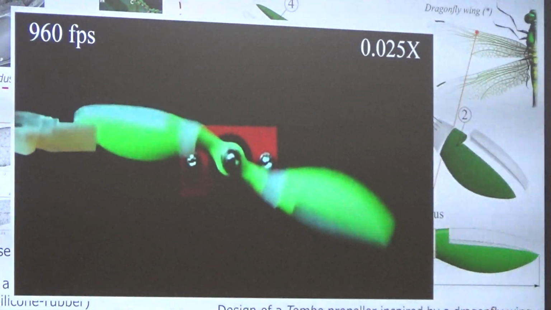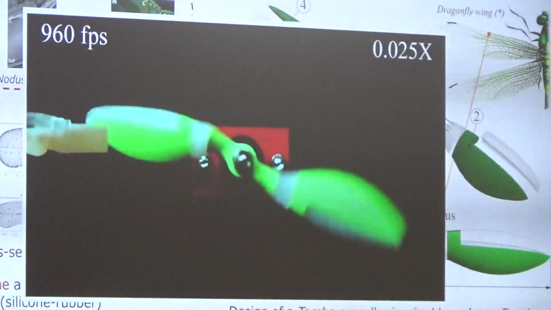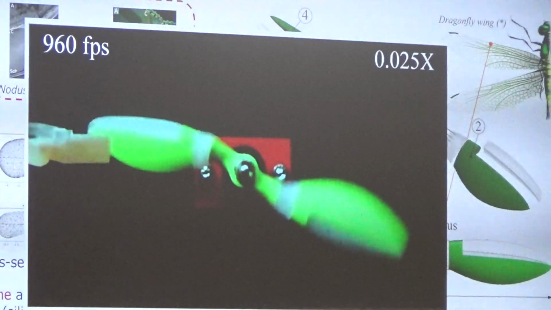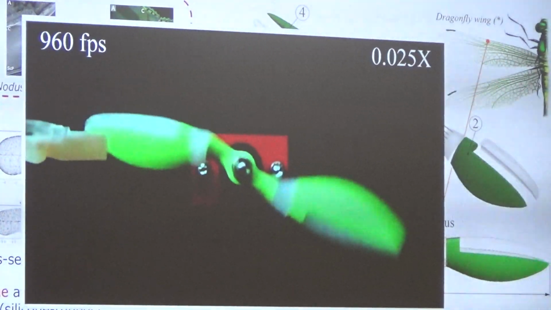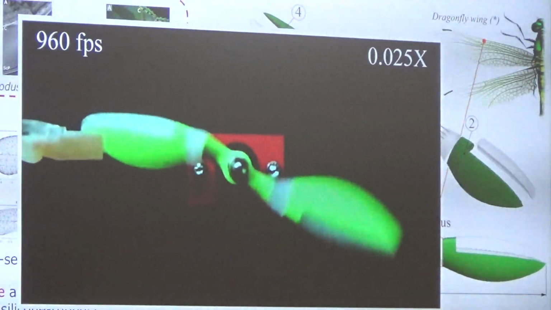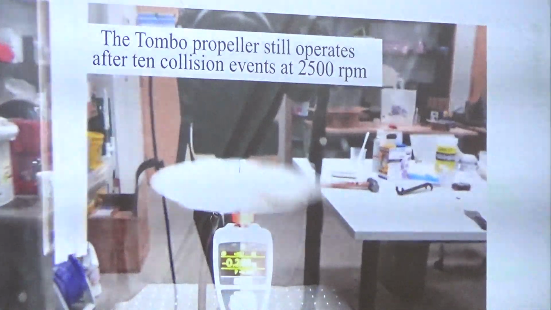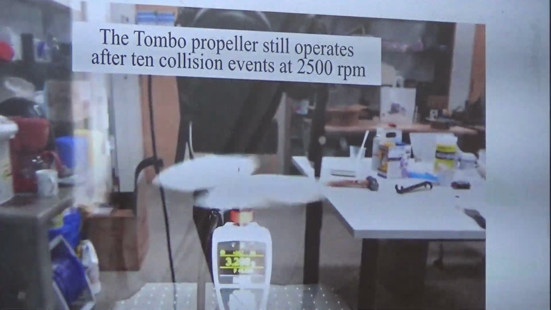There's no problem. It's still working. But it is a very simple demonstration. We don't know how the drone keeps working with four foldable propellers like this. So I need to focus on more investigation.